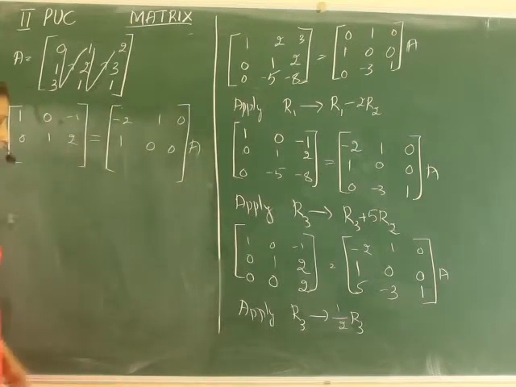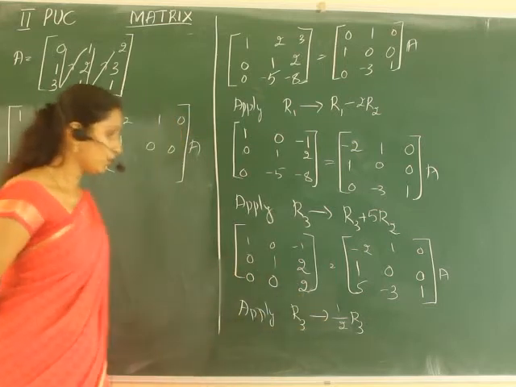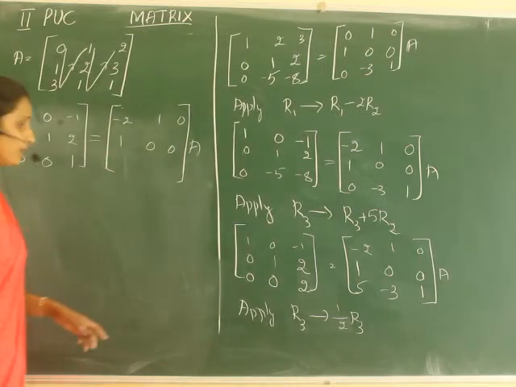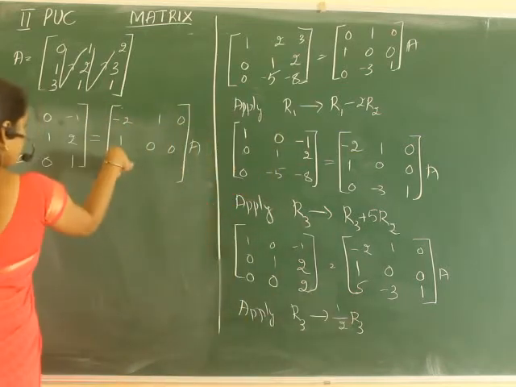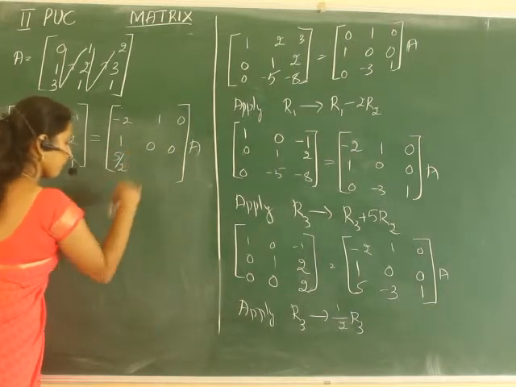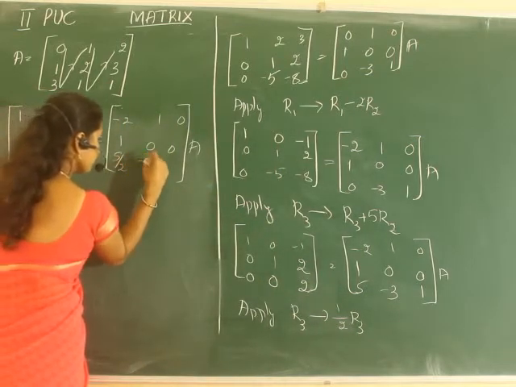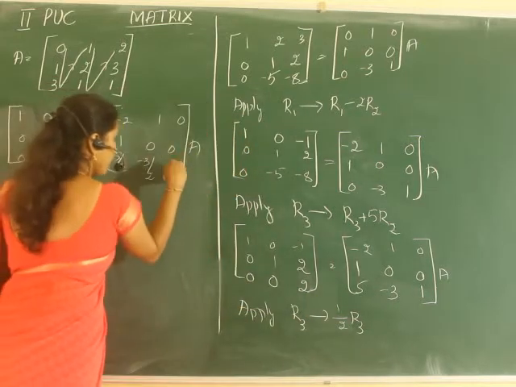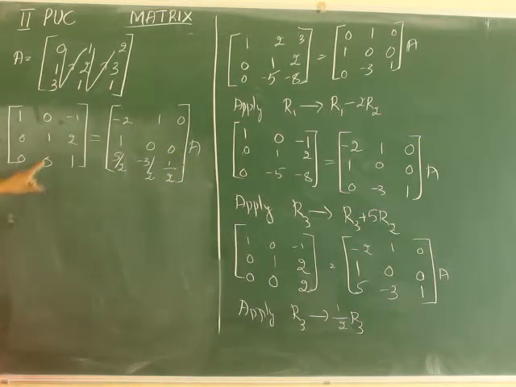So R3, how does it change? 0 into half is 0 only. 0 into half is 0 only. Then half into 2 is 1. So it will be 0 0 1, and here it is 5. Half into 5 is 5 by 2. Here minus 3 into half is minus 3 by 2, and 1 into half is 1 by 2. So this is the element we got. Now it is 1 0 0, 0 1 0, and here it is 1 2 and minus 1.